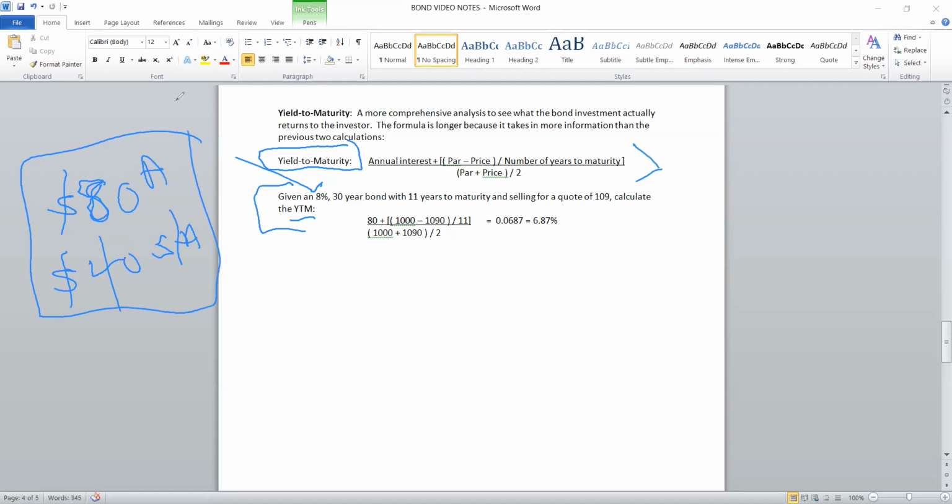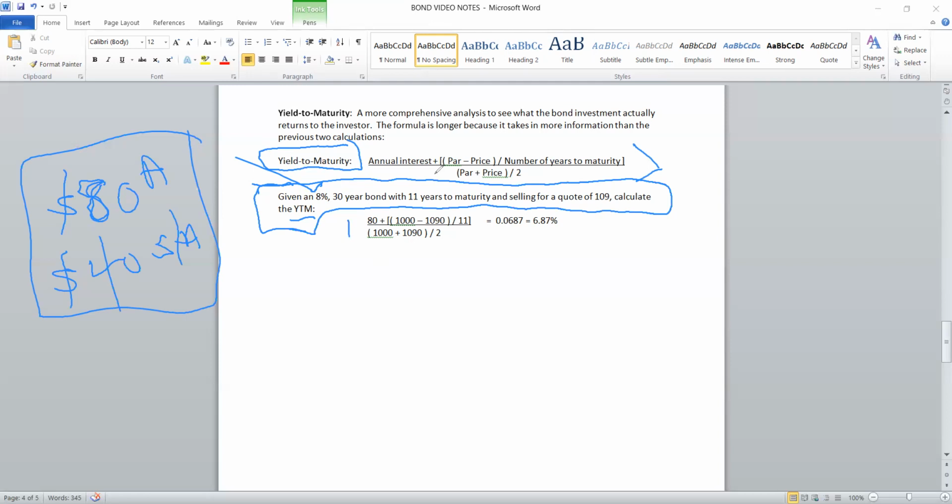Just set it aside. So, given an 8% 30-year bond with 11 years to maturity and selling for a quote of 109, calculate the yield to maturity. So guys, right here will be the equivalent of a test question. That's all I have to give you to do this calculation, and the rest will be up to you. We'll be looking at this while I'm doing it down here.